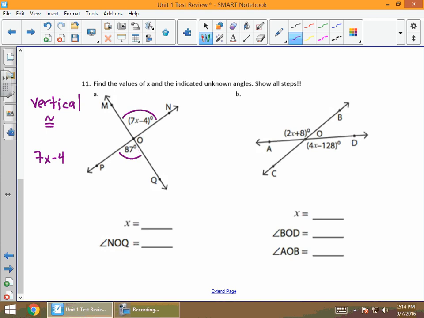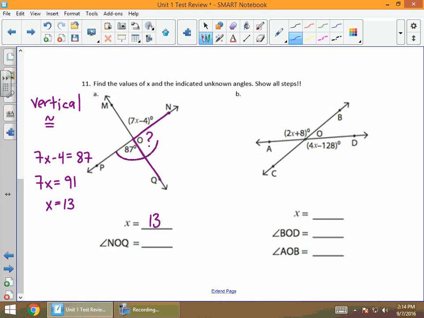7x minus 4 will have to be equal to 87. Add 4 to both sides. 7x is 91. And divide 91 by 7, and you'll get x to be 13. So there's my x. It's 13. All right, and then it says find angle NOQ. So NOQ over here. This is the angle I'm looking for. So don't plug 13 in for x.